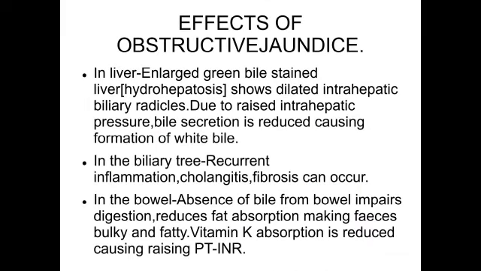So, effects of obstructive jaundice. What are the effects of obstructive jaundice? In the liver, an enlarged, green, bile-stained liver, called hydrohepatosis, shows dilated intrahepatic biliary radicles. Due to rise in intrahepatic pressure, bile secretion is reduced, causing formation of a bile called white bile. In the biliary tree, recurrent inflammation, cholangitis and fibrosis can occur.